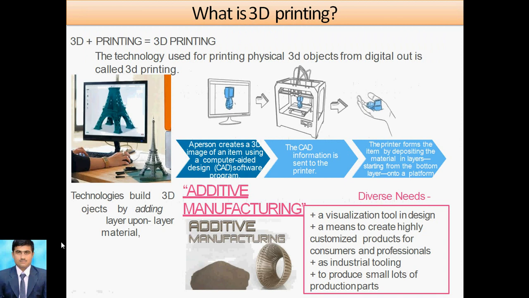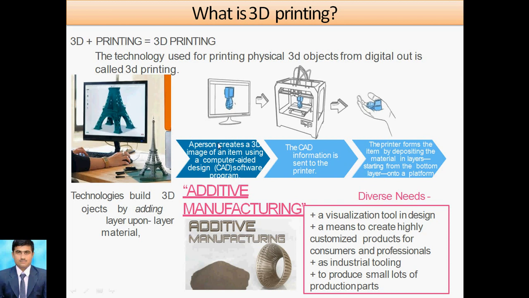Now we discuss what 3D printing is. 3D printing is nothing but additive manufacturing, where 3D is three-dimensional plus printing. So three-dimensional printing is there. This technology used for printing a physical 3D object from a digital file is called 3D printing.